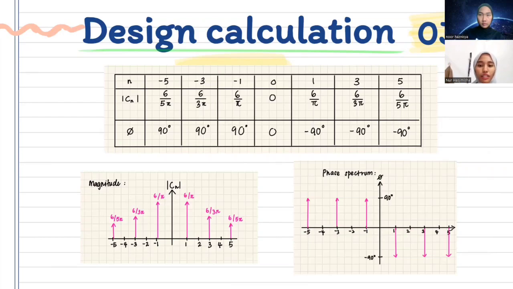And then we will get both graphs the same as the MATLAB after this.